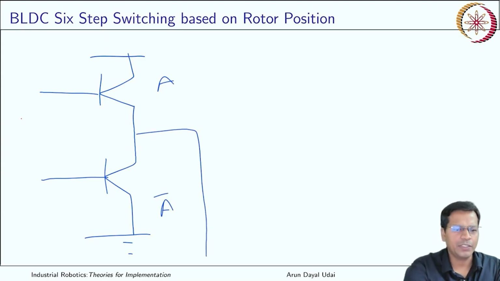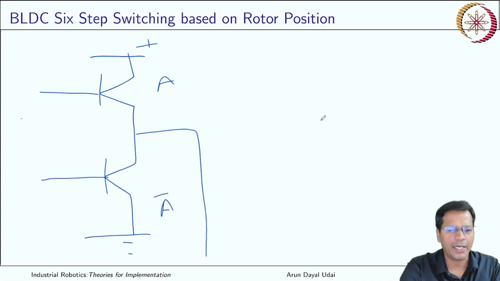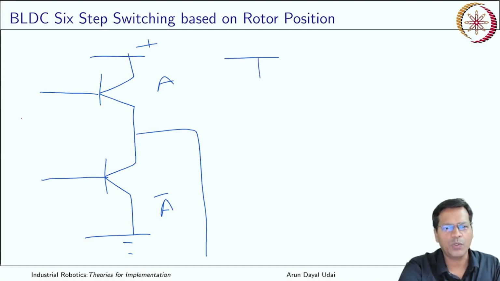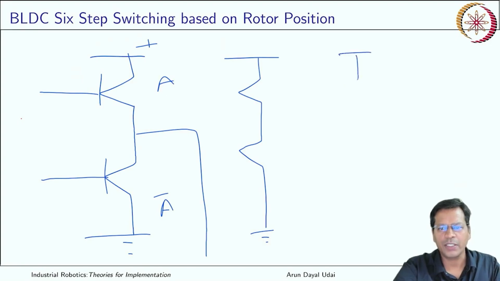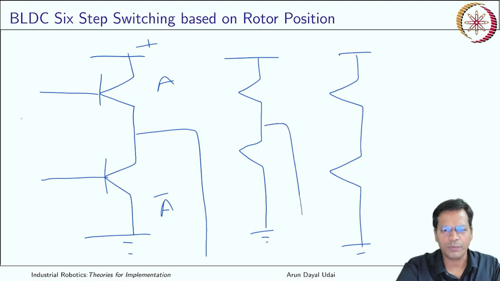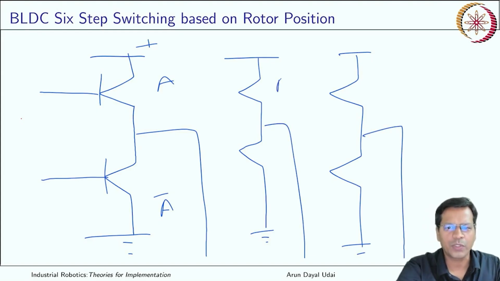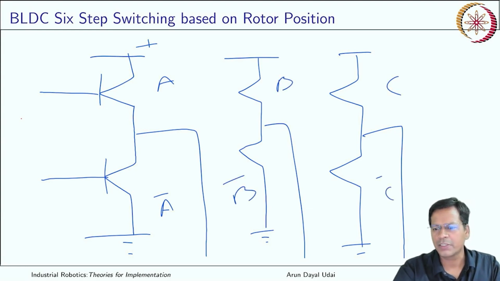So what will happen? If you switch A high, this will become positive. If you switch A bar high, this will become negative. Then you have 3 such arrangements. So you have one more transistor pair which is here, that is connected to ground. You have yet another one that is connected like this, and you have 3 different wires. So this is known as B, this is C, this is B bar and this is C bar.